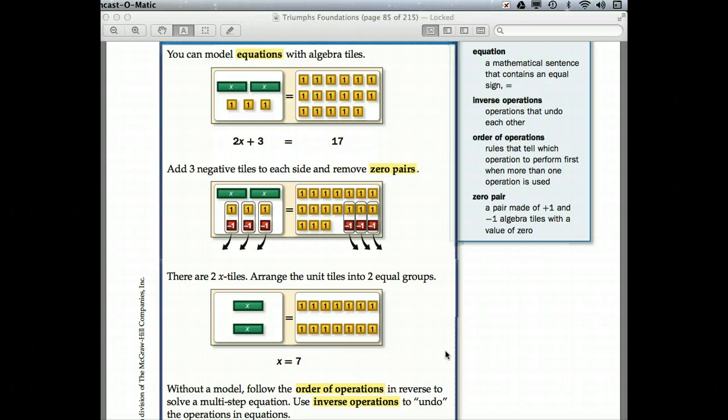We're going to be modeling equations with algebra tiles just like we did last time, using zero pairs and grouping them into equal groups. It's important that you understand the order of operations. Remember PEMDAS: parentheses, exponents, then do multiplication, division left to right, and addition, subtraction left to right. And we're also going to use inverse operations to undo operations in equations.